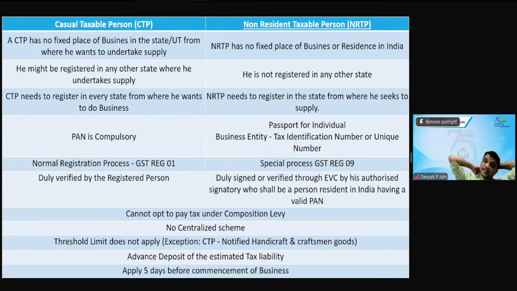How is estimation made? A casual taxable person says that I will get this much value of goods and I estimate that 20% will be the sale. So he will give his estimation. Based on his estimation, if the officer is accepting it, then he will accept his offer and tell him to pay this much tax. So it is a kind of estimation between the taxpayer and the officer.